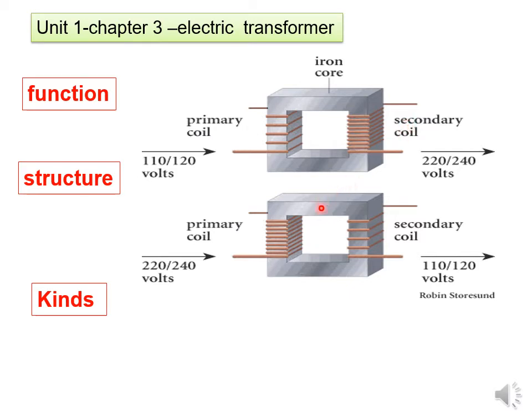The second type is step-down transformer in which number of turns of primary coil more than number of turns of secondary coil. It is used to decrease the induced voltage or alternating voltage delivered to the device.